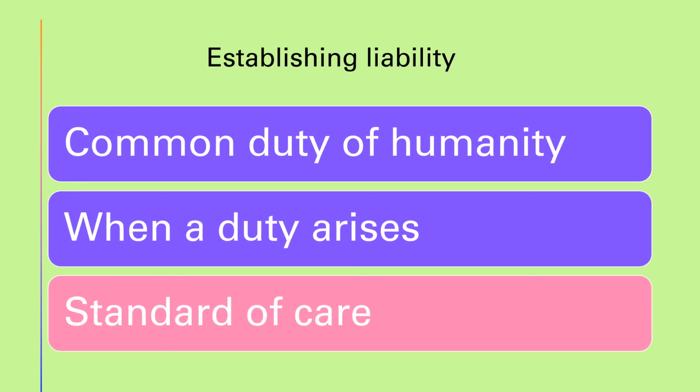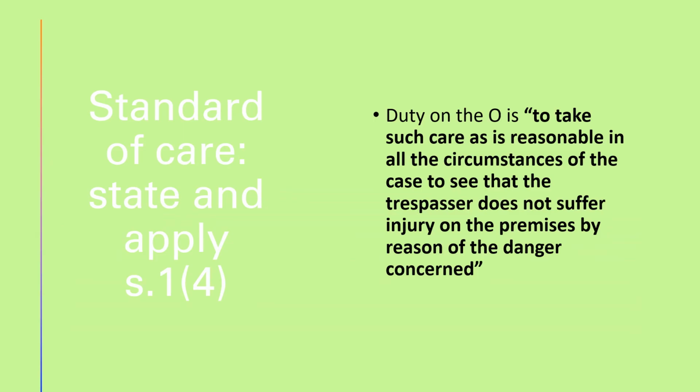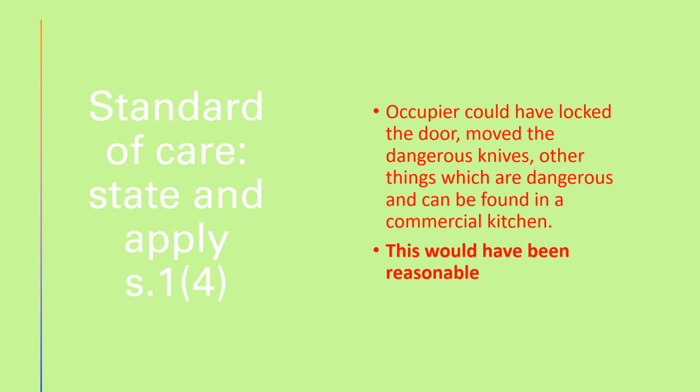Once we've established that a duty arises, which we arguably have done, we need to consider the standard of care. Again, we don't need to bog ourselves down with every single reasonableness factor, but these should help you use judgment. So state and apply section 1 subsection 4 in this case. The duty is on the occupier to take such care as is reasonable in the circumstances. Well, the occupier could easily have locked the door, moved the knives and other things which are dangerous. There's no argument really that this would not have been reasonable for them to do.